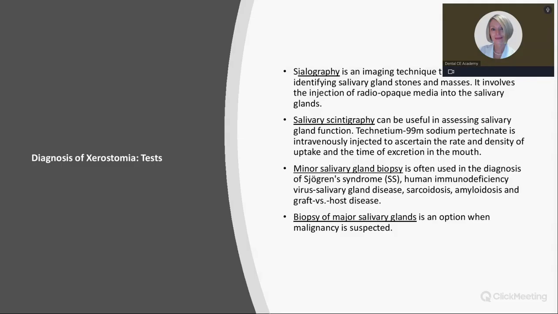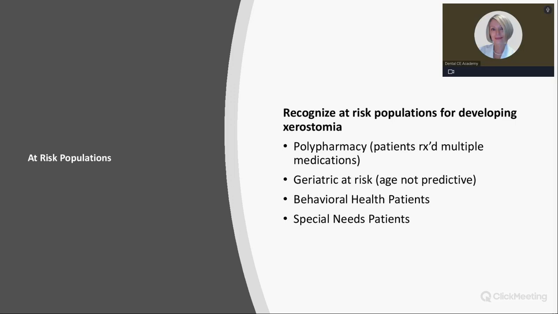And another, sialography, is an imaging technique. So this is looking for salivary gland stones or masses. Salivary scintigraphy assesses salivary gland function. Again, the rate and density of uptake of the medium that's being used and the time of excretion in the mouth. Minor salivary gland biopsy is used in the diagnosis of various diseases. Sjogren's syndrome is one. HIV, salivary gland disease, sarcoidosis, amyloidosis. And then biopsy of the major salivary glands is an option when malignancy is suspected.